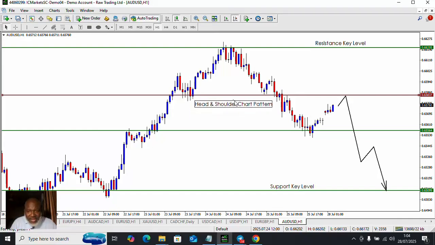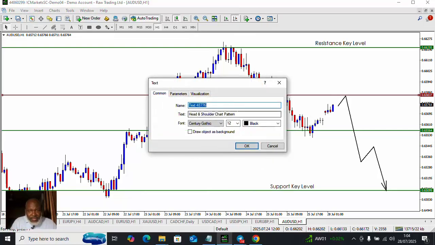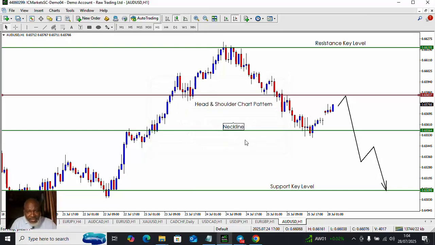Then in that head and shoulder, we have this as a neckline. So this is the neckline. No, sorry. This is the neckline. All right.